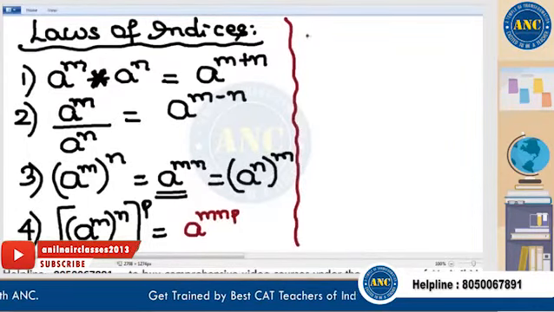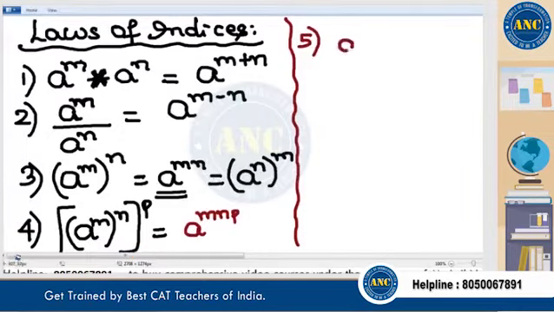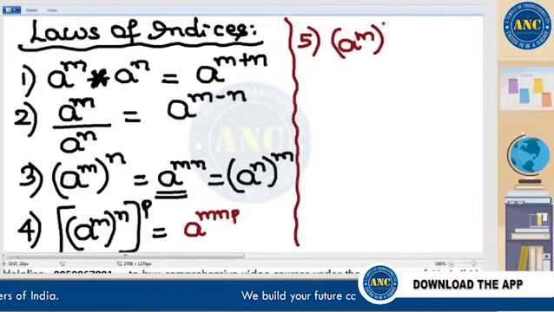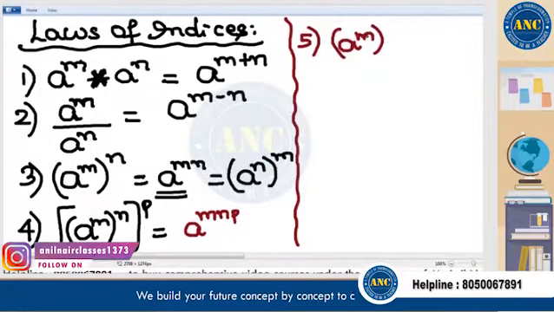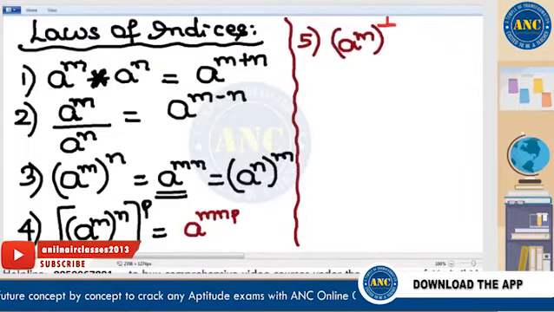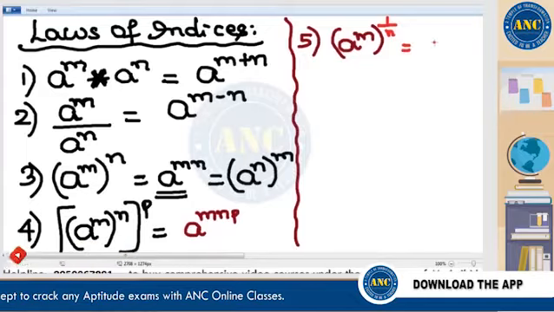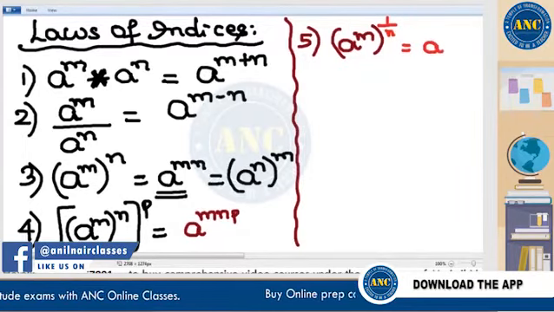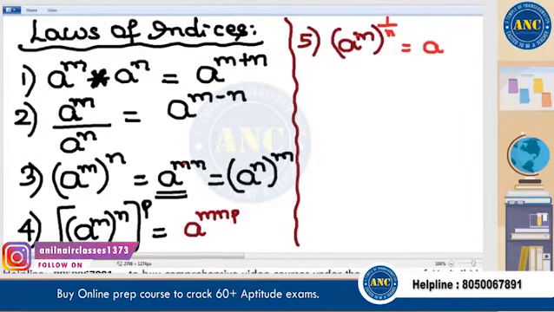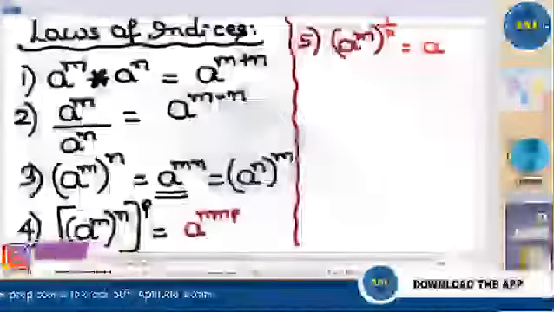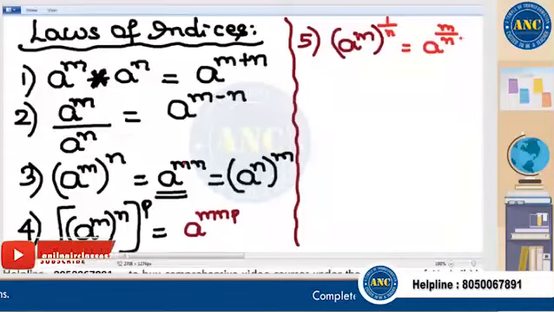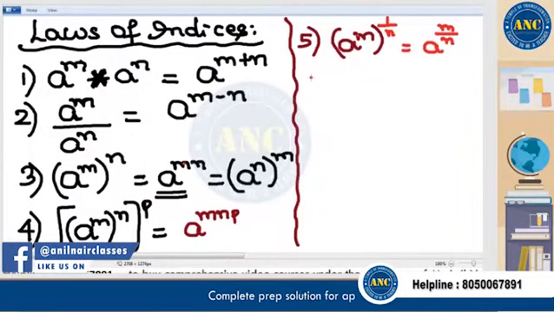This is another law of indices. Suppose I have a power m, and the power of the other parameter, that means the power of the power, is not a number or a variable called n, but is in fractional form, 1 by n. It makes no difference again. I can still write it as a power m into n. Here the n value is 1 by n, so m into 1 by n. So it is m by n, right? Whether the power is a fraction or a whole number, it makes no difference.